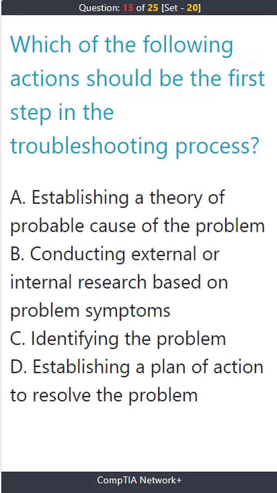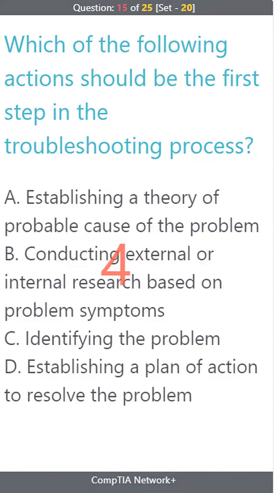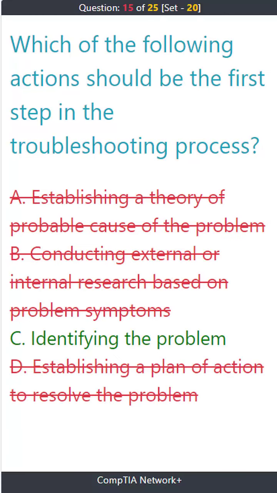Question 15. Which of the following actions should be the first step in the troubleshooting process? A. Establishing a theory of probable cause of the problem. B. Conducting external or internal research based on problem symptoms. C. Identifying the problem. D. Establishing a plan of action to resolve the problem. The correct answer is C. Identifying the problem.